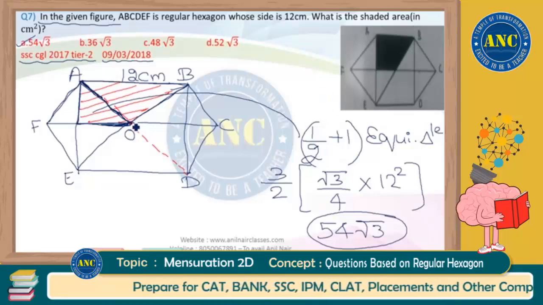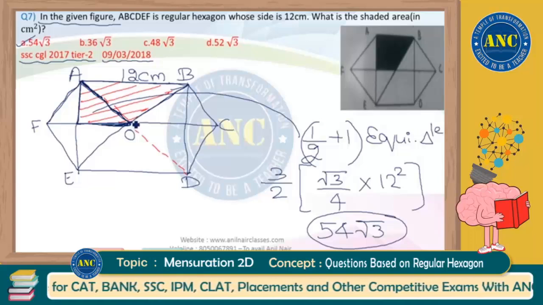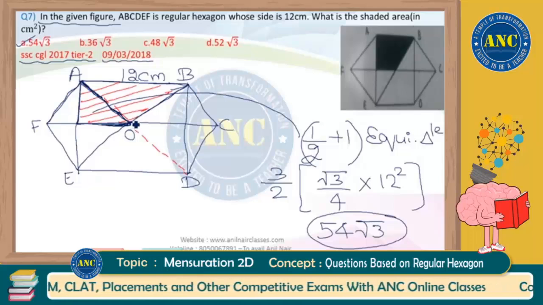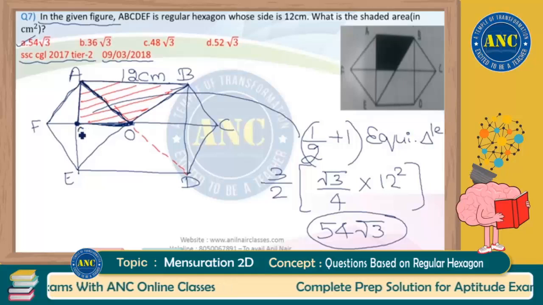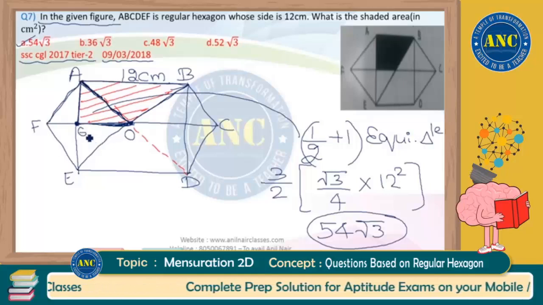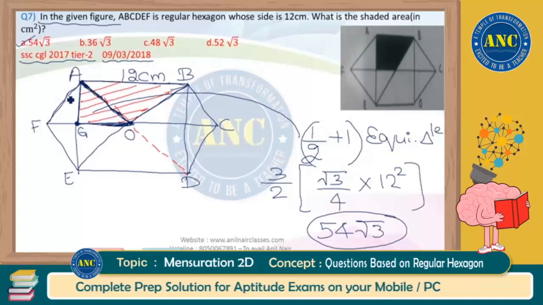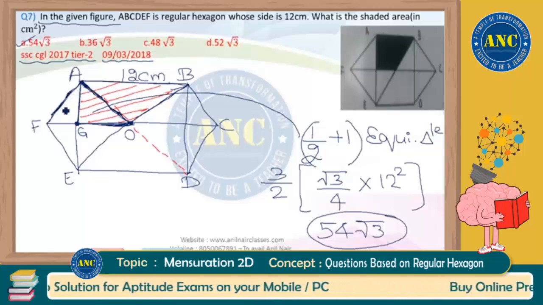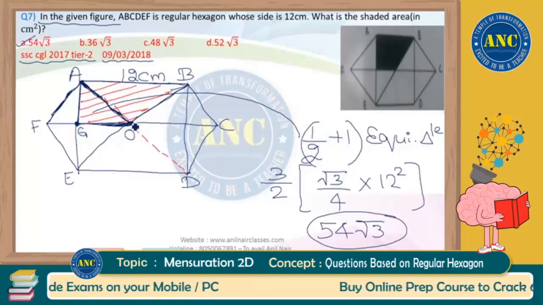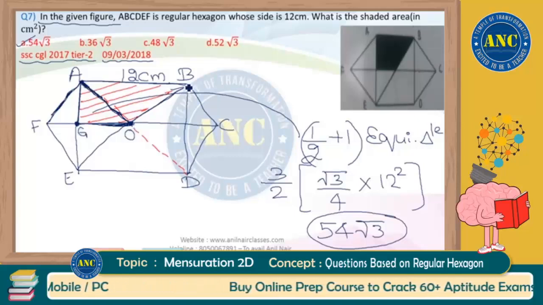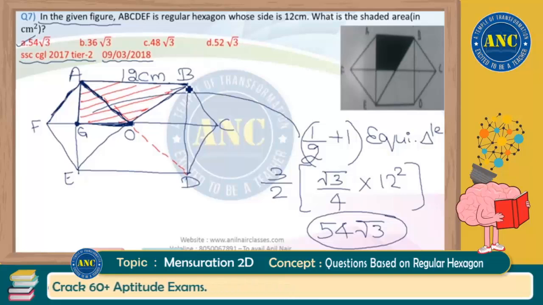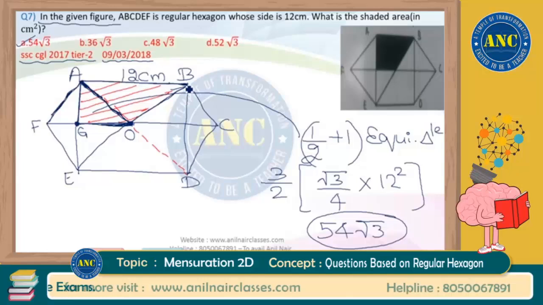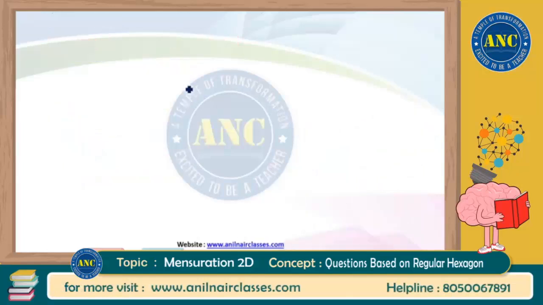A regular hexagon is nothing but a combination of 6 equilateral triangles. If I drop a perpendicular AG of this triangle AFO, then that perpendicular will also divide the equilateral triangle into 2 equal triangles. So AGO is half of the equilateral triangle, AOB is the full equilateral triangle. So totally half plus 1 full, 1.5 times the equilateral triangle area, which we found as 54 root 3 finally. I hope the idea is very clear, sir.